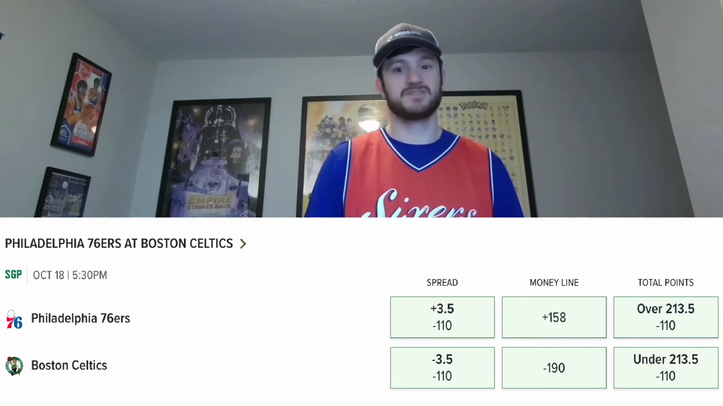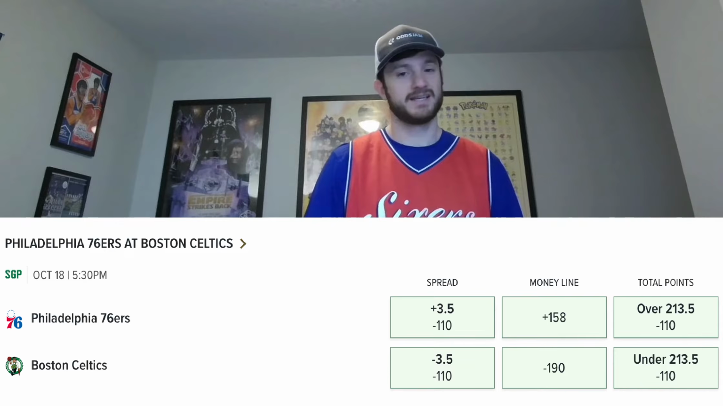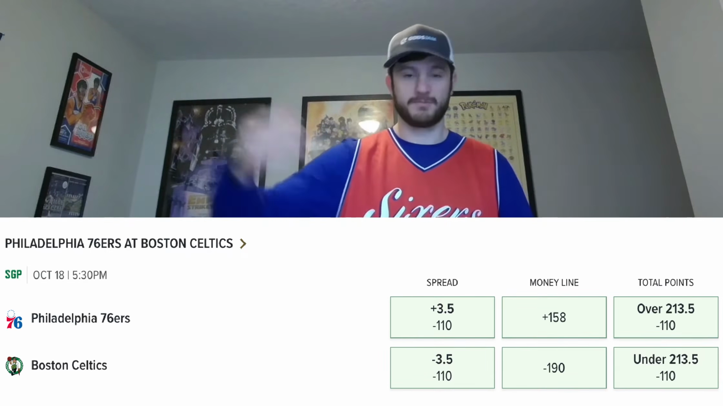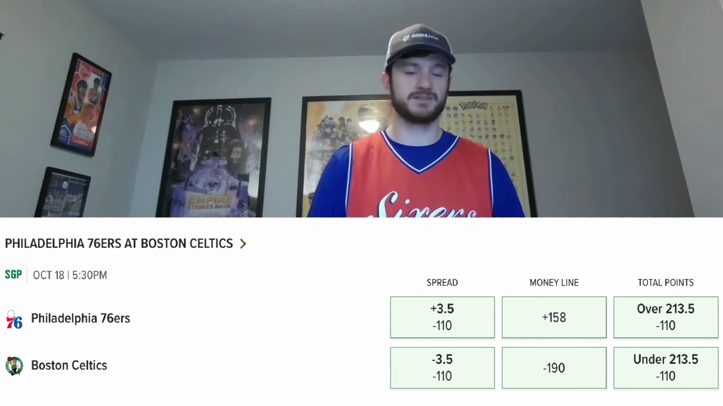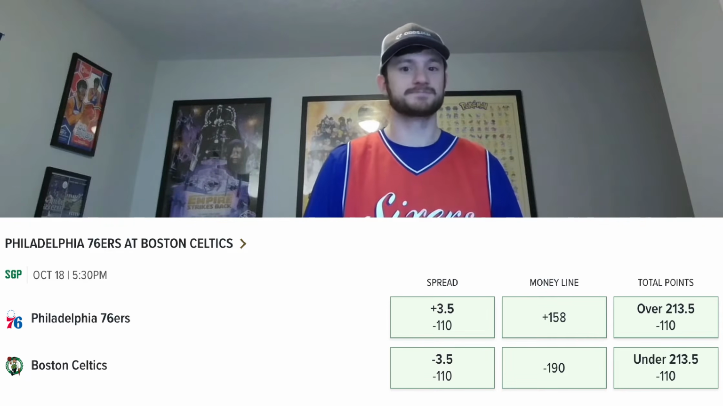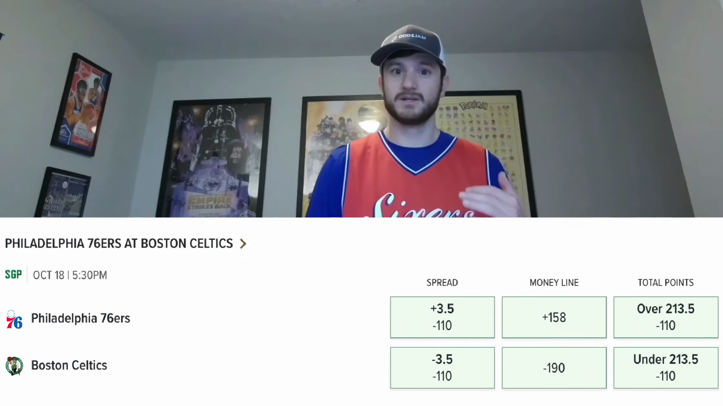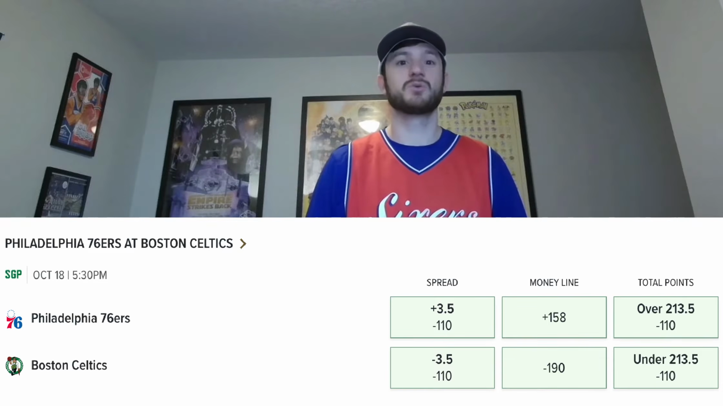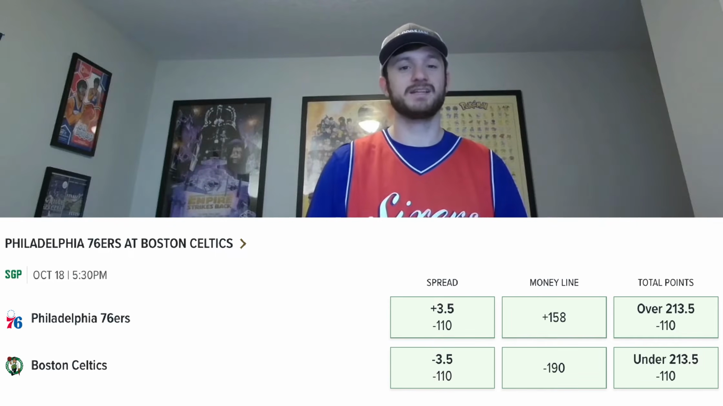So in this case, if the Celtics win 114-100, that means 214 total points would have been scored. That means the over bet would have won. If the Celtics win 112-100, that means only 212 points would have been scored and the under would have hit. If the Celtics somehow won 214-0, it would still hit the over because more than 213.5 points were scored. So when you're betting on the total, you're not betting on who you think is going to win or who you think is going to lose the game. You're just betting on the number of points scored in the game.